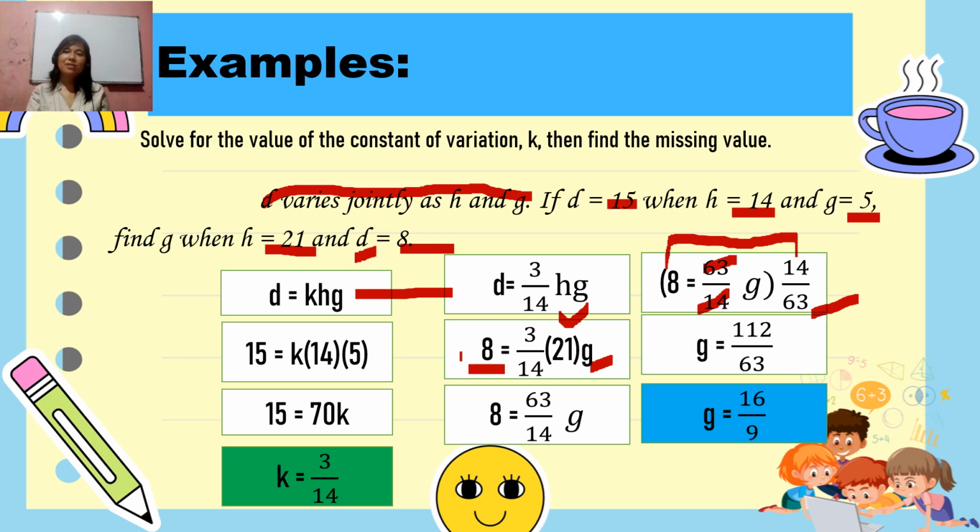Yun. So, bakit naging 16 over 9 yan? Kasi, both are divisible by 7. Okay? 7 nga ba? Oo, 7. So, 112 divided by 7 is 16. Tapos, 63 divided by 7 is 9. Yun. So, 16 over 9 is the reduced form. Yun, final sagot. Tanong?